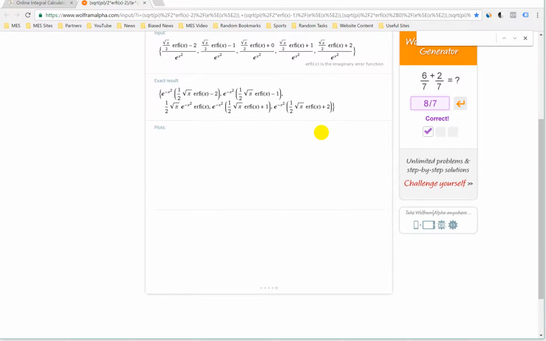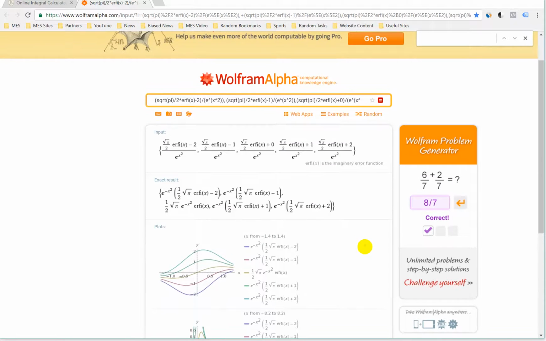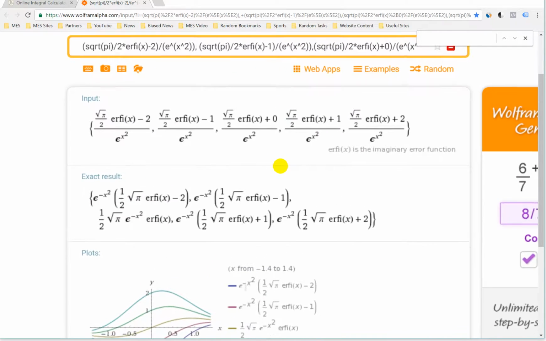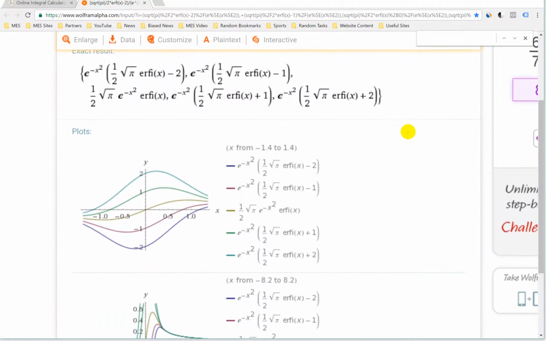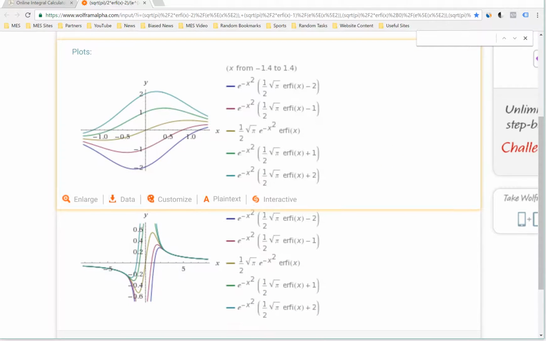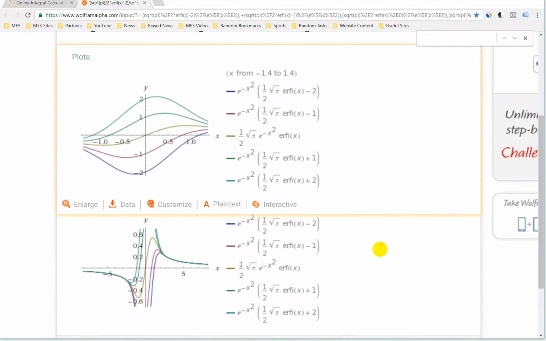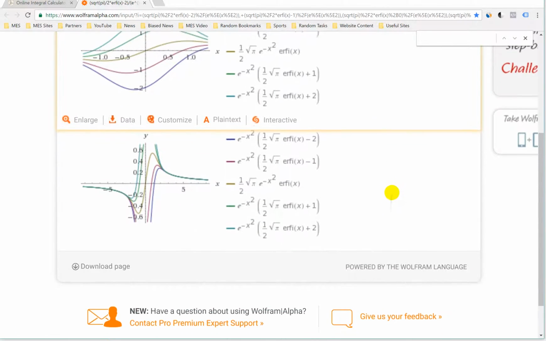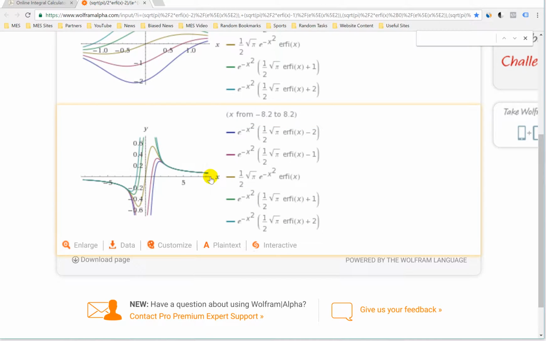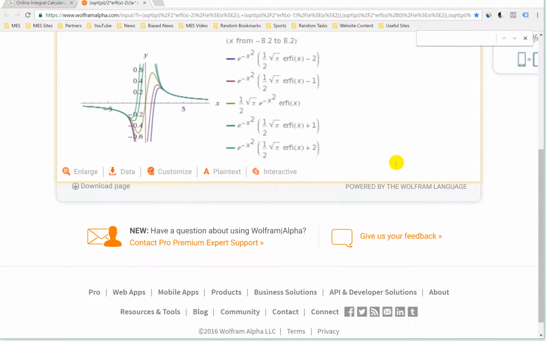It's a giant calculation, but it's pretty cool how this whole site does it. You put that in there, and they change how it looks to make it a bit neater. So there's our function, divided over e to the power of x squared. This is for constants -2, -1, 0, +1, +2. I did that just so we can graph it out, and there's the graph of how it looks, with x from -1.4 to 1.4. They all look similar like that. And as you can see, eventually they all approach the same values at the higher absolute values of x.